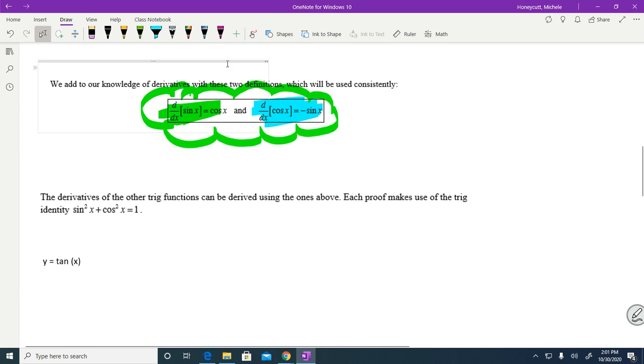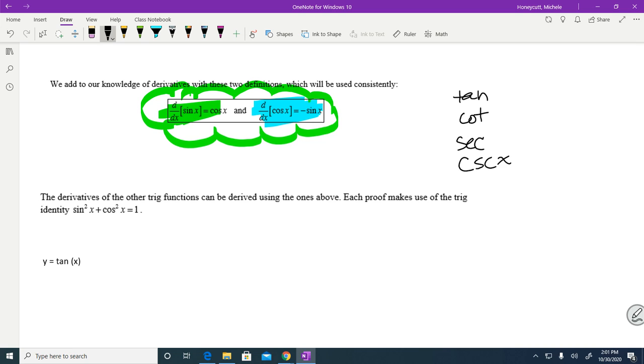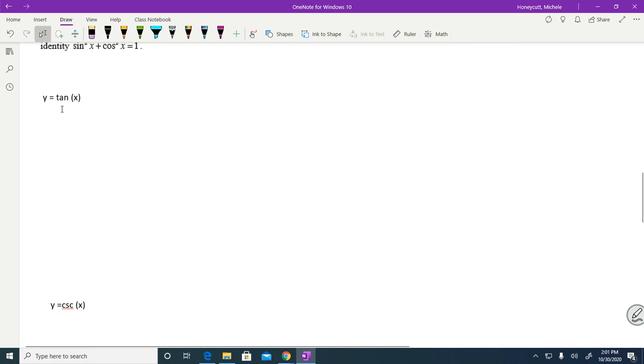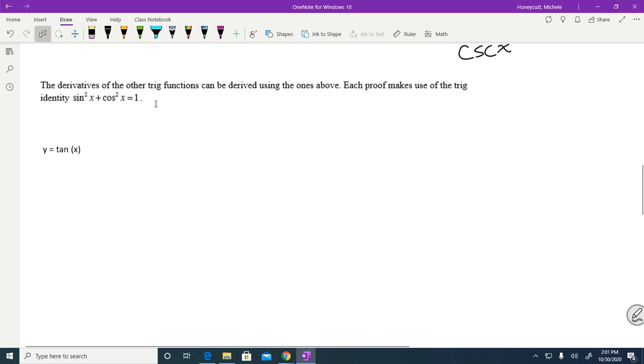So those are the derivatives of the two trig functions, but there's actually 6. We need to know what's the derivative of tangent, what's the derivative of cotangent, what's the derivative of secant, and what's the derivative of cosecant. So we need to know derivatives of all 6 trig functions. Now we can find those with the different rules we've learned already.